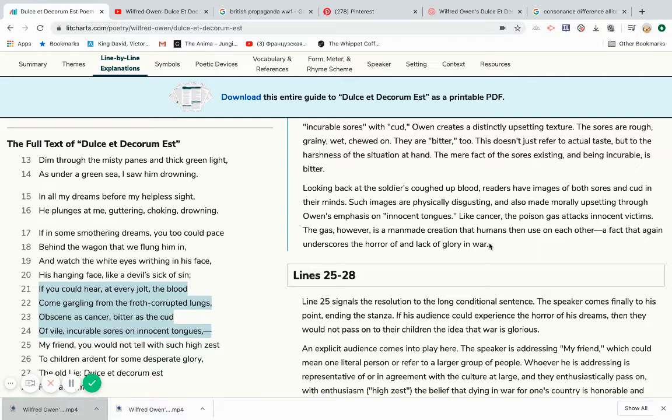And so who in their right mind, Wilfred Owen is asking, who in their right mind would ask innocent young boys and men to suffer this kind of horror and then call it glory?